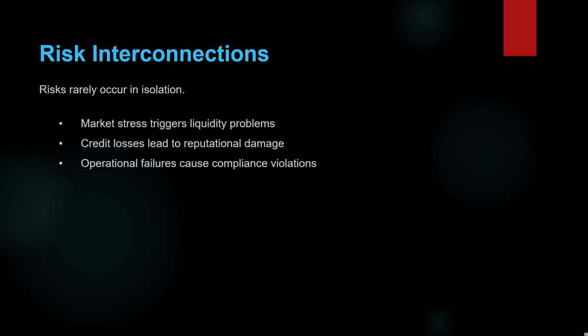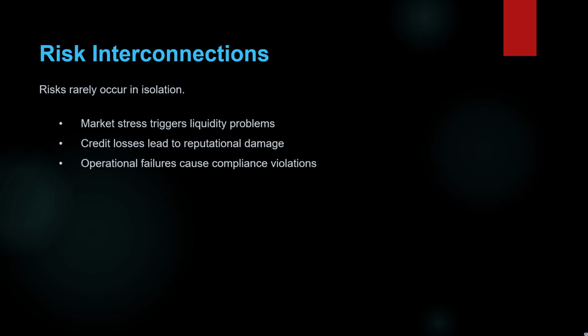This is a critical concept for both the exam and real-world risk management. Risks rarely occur in isolation. They are interconnected and can amplify each other in dangerous ways. Consider this example. Market stress triggers liquidity problems. When market volatility spikes, say due to geopolitical tensions, margin calls increase sharply. If you are running a leveraged portfolio, you suddenly need to post more collateral. At the same time, funding sources dry up as lenders become more risk averse. What started as market risk quickly becomes a liquidity crisis.